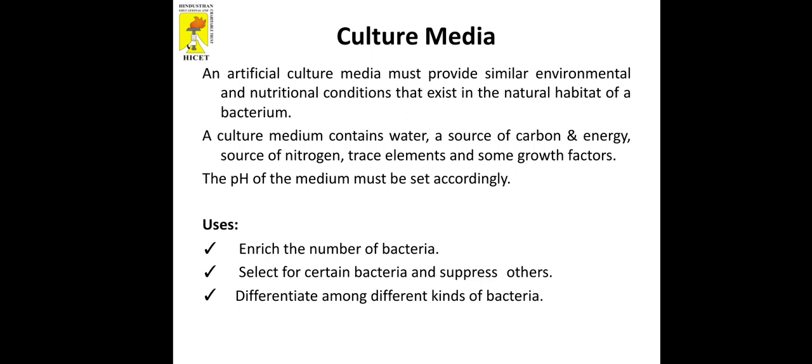Culture media. An artificial culture medium must provide similar environmental and nutritional conditions to those that exist in the natural habitat of a bacterium. A culture medium contains water, a source of carbon and energy, a source of nitrogen, trace elements and some growth factors. The pH of the medium must be set accordingly. Uses: enrich the number of bacteria, select for certain bacteria and suppress others, differentiate among different kinds of bacteria.